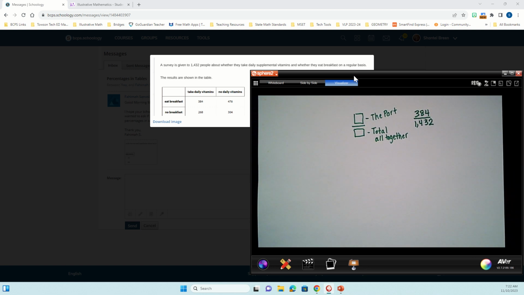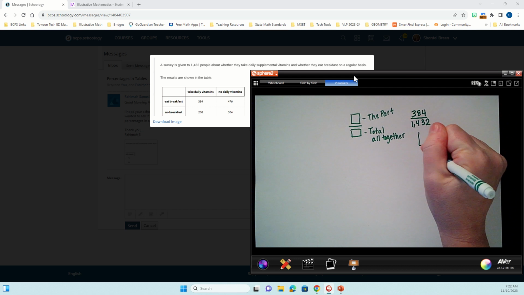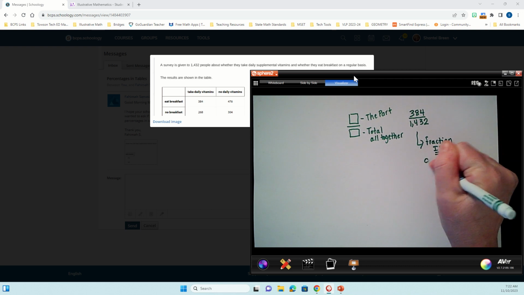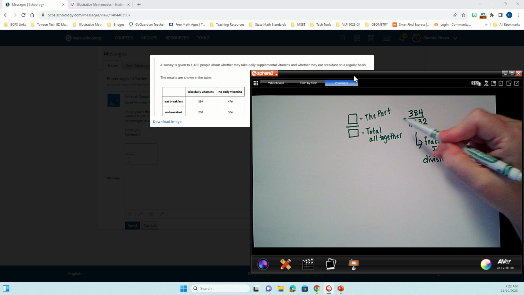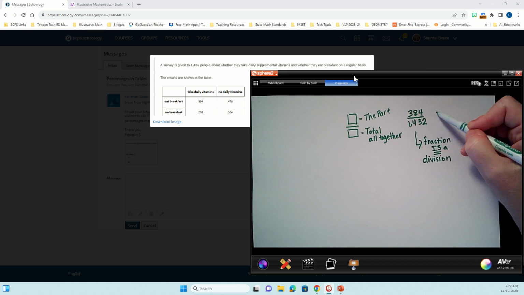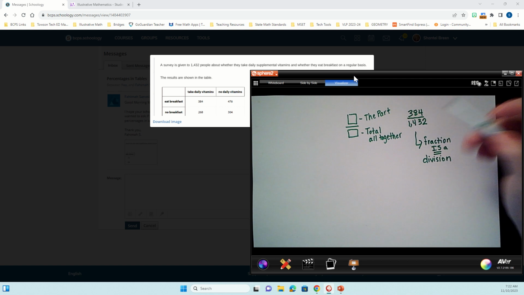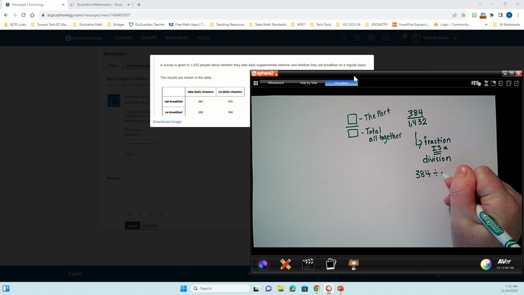Now remember, this is something that people often forget, but whenever you have a fraction, it's the same as a division. A fraction is a division problem. So once we write it as a fraction, the part, the number of people who eat breakfast and take daily vitamins, out of the total of people surveyed, then we can just divide. So 384 divided by 1,432. Now I don't have my calculator on me.